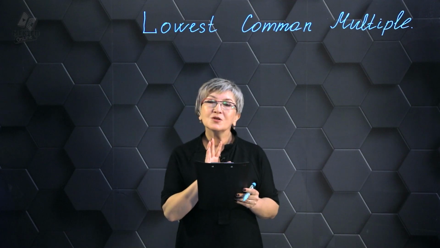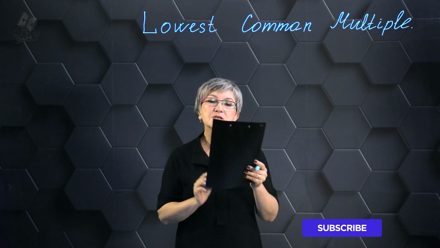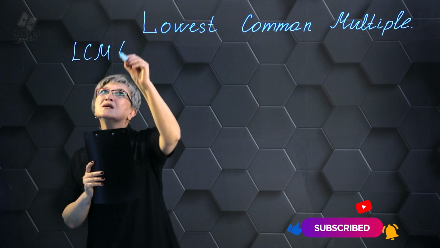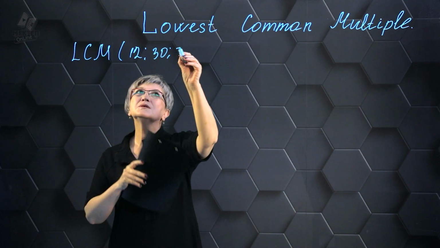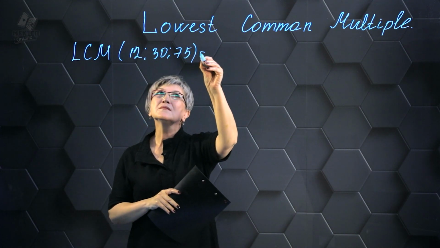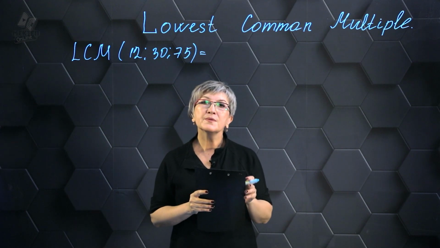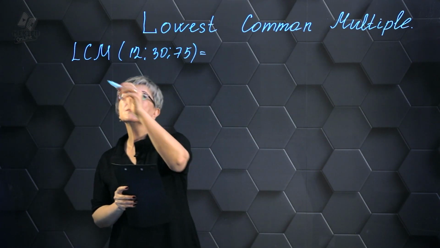Hey everyone! In class today we'll keep finding the least common multiple. Let's examine three numbers. Take more complex numbers, write down 12, 30 and 75. We need to find the least common multiple of these three numbers. We use the method of factoring into prime factors.